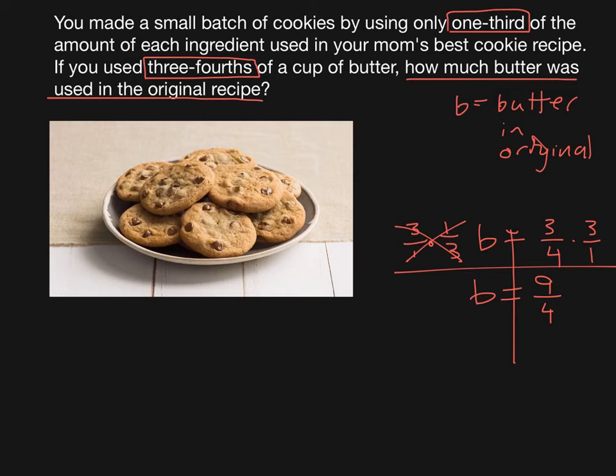Now, when we're dealing with a real-world situation with an improper fraction, sometimes it makes more sense if we write this as a mixed number. 9/4, I know 4 can go into 9 twice, and there will be 1/4 left over. A mixed number is better, especially when we're talking about cooking. So 2 1/4 cups of butter. It's a lot of butter. It's probably why those cookies are so good.